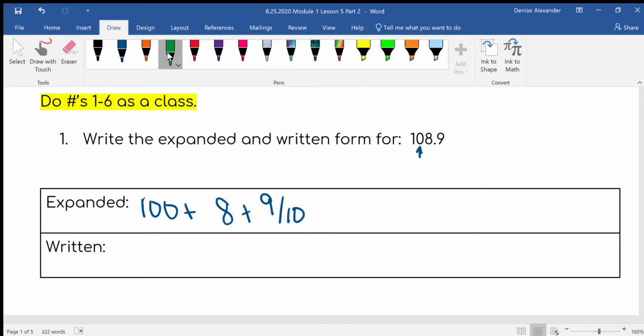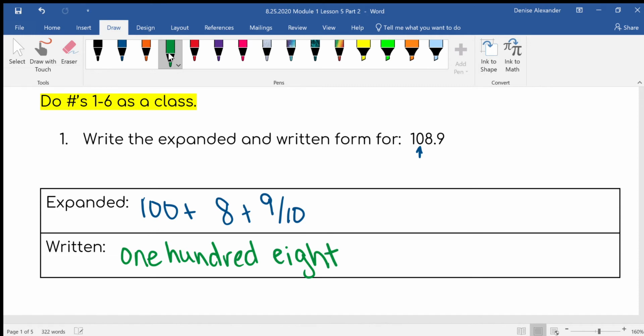Now we're going to write it in word form. Remember, if you don't know how to spell something, you go to the word bank. Check it out. So here we go. We have a 100. So I'm going to write 100. I have no tens, so I don't have to write 0 tens. I just write 8.